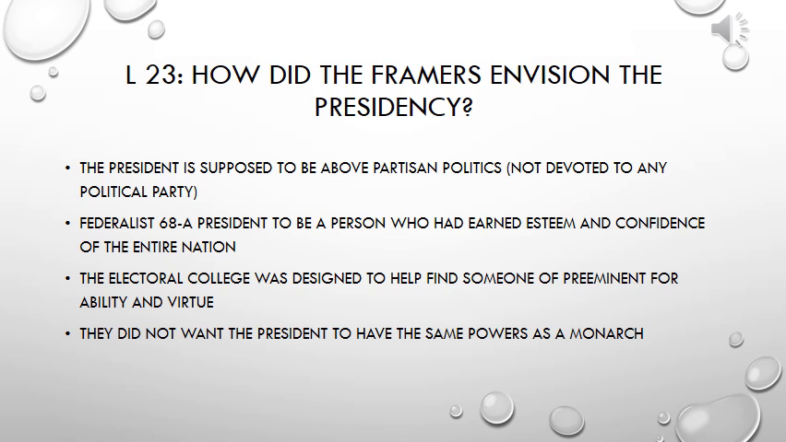They did not want a president to have the same powers as a monarch. We went through that in Federalist 69, where Hamilton compares the character of the president to that of a king and a monarch. In that Federalist paper, a king is seen as someone who is above the law, but the president is going to have powers without full absolute power like a king. He's going to have checks and balances on him, and he's not above the law.